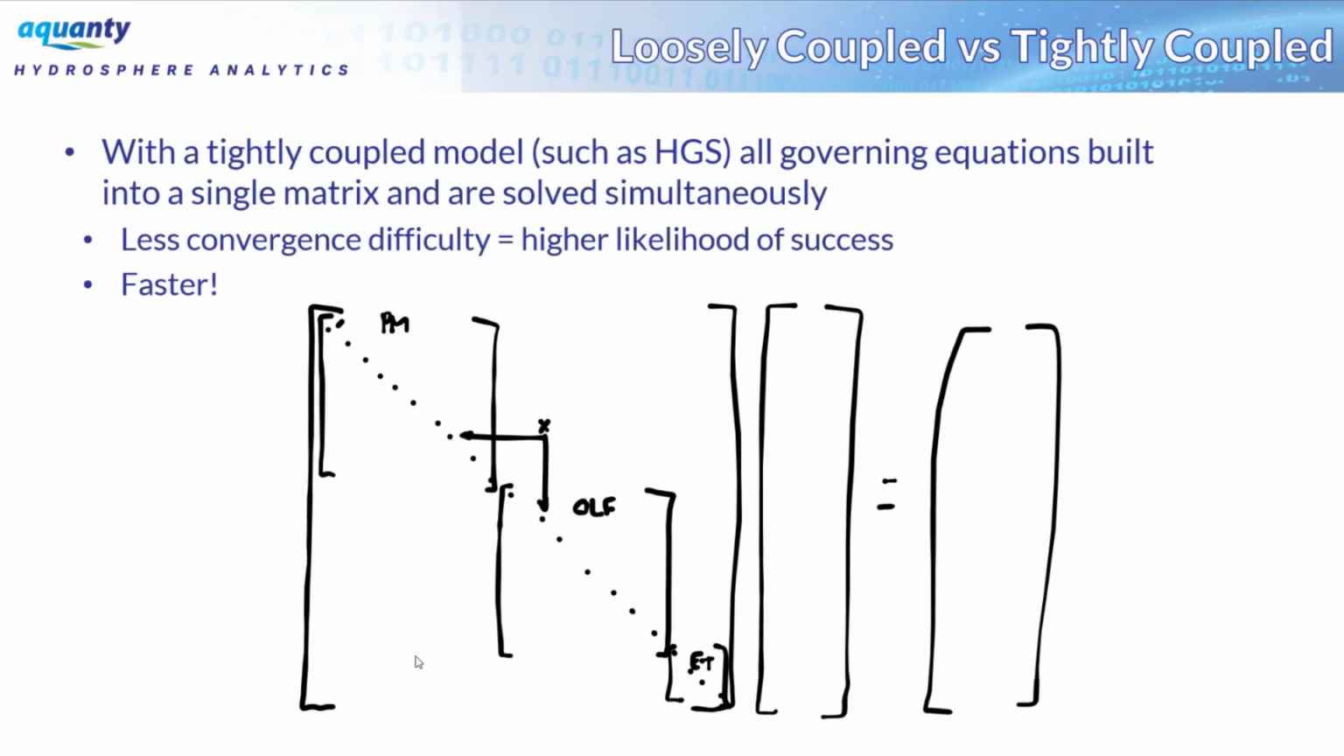The reason we've decided to take a tightly coupled approach with HydroGeoSphere is that having a single system of equations that can be iteratively solved introduces fewer failure points. Loosely coupled models can be very difficult, and it can be really hard for them to actually converge on a solution. With a tightly coupled model, if you have less difficulty converging on a solution, you have a higher likelihood of a successful project. As well, these tightly coupled models, if well constructed, should generally be faster than solving a loosely coupled system of equations.